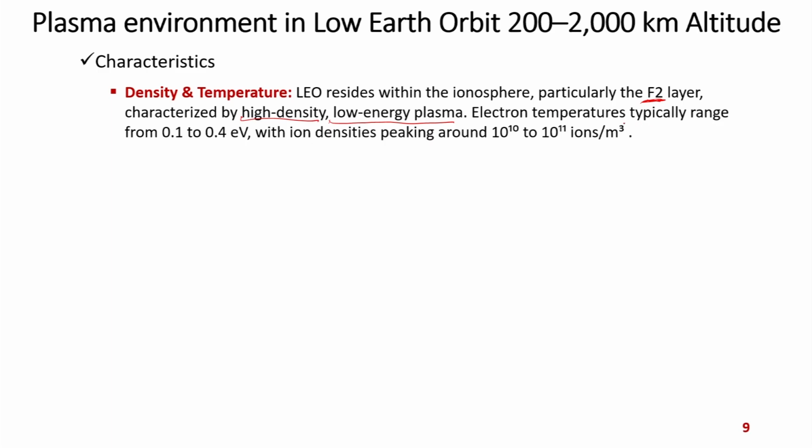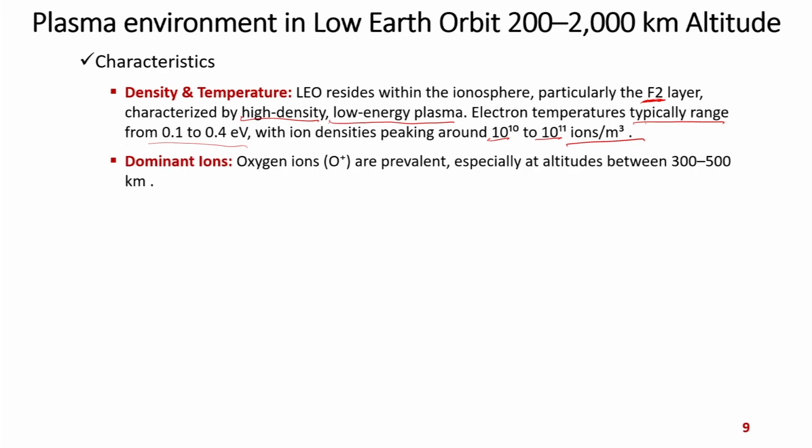Electron temperatures typically range from 0.1 to 0.4 electron volt, and the ion densities can peak at 10^10 to 10^11 ions per meter cube. The dominant ion in the low Earth orbit is atomic oxygen, O+, and the altitude is between 300 to 500 kilometers. What I call the F2 layer.